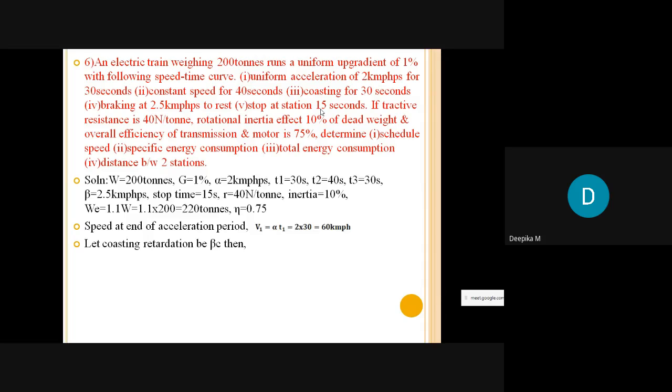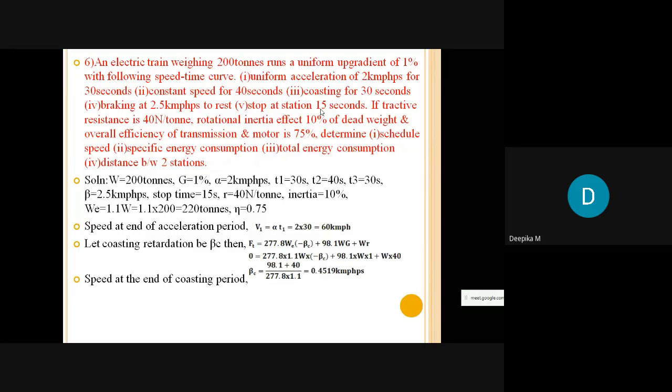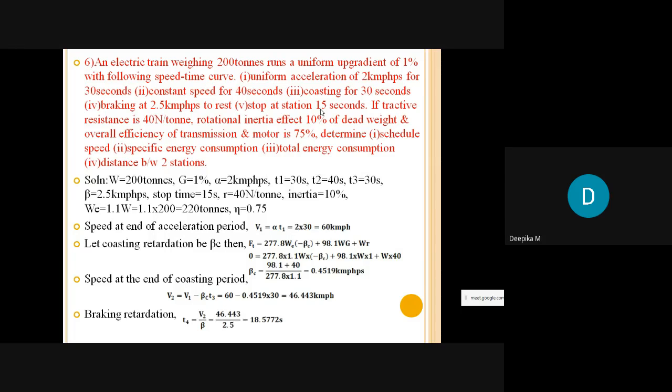And to calculate V2, we have to know the coasting retardation. Hence, let us use the tractive effort formula. Ft is equal to 277.8 We minus beta c plus 98.1 Wg plus Wr. Tractive effort is 0. Hence, beta c is nothing but 0.459 km per hour per second. Next, speed at the end of the coasting period we need to calculate, which is V1 minus beta c into T3. Hence, it is 46.443 km per hour. Hence, braking time T4 is V2 by beta, which is 18.5772 seconds.